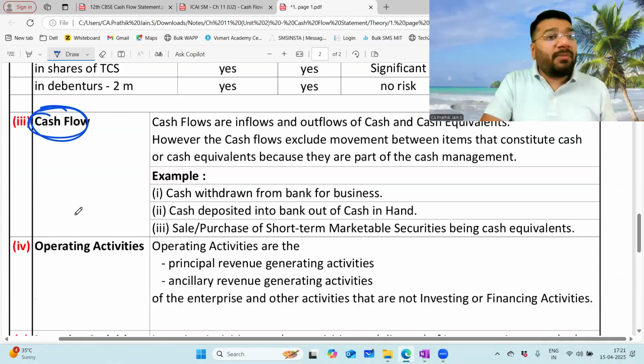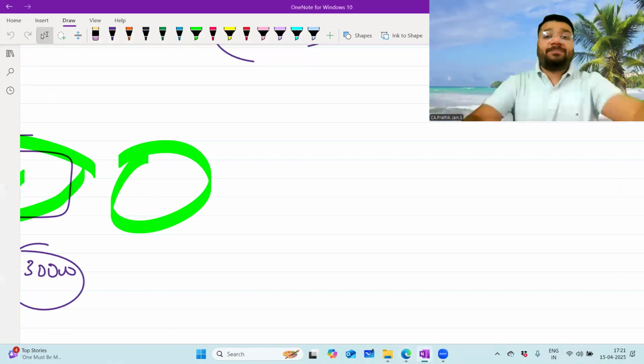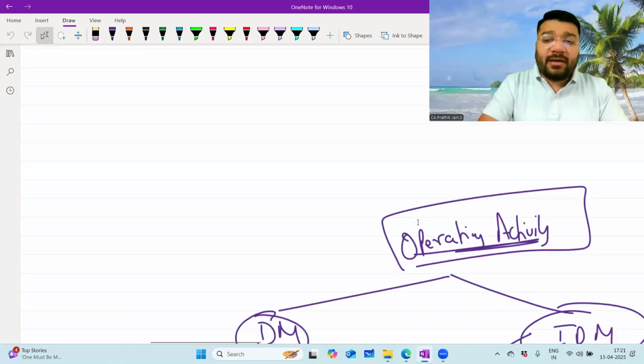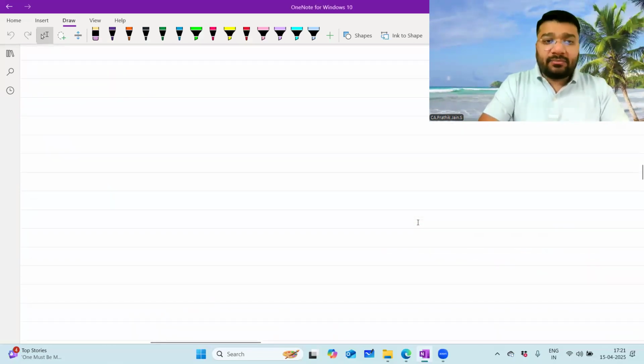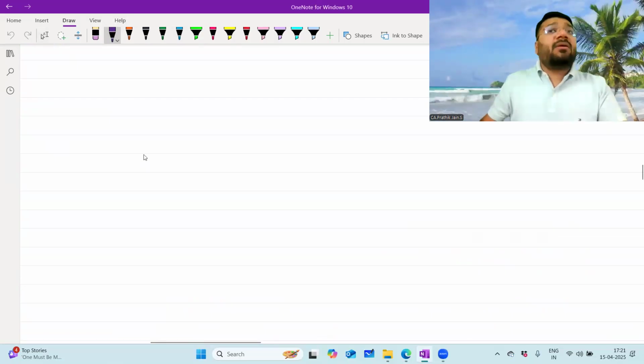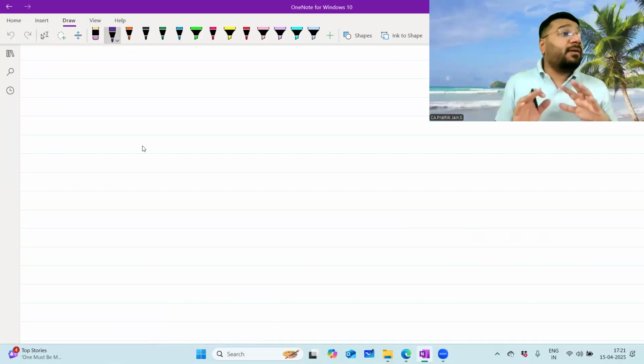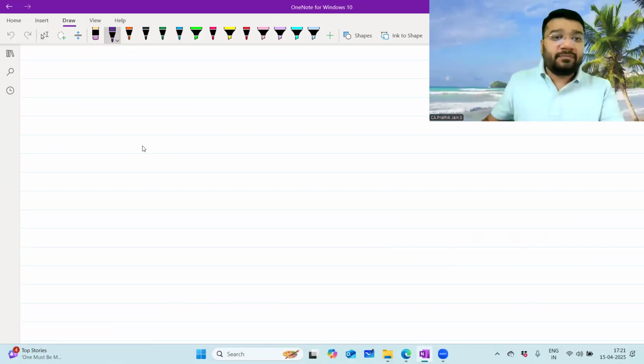So can I say this was a summary? Wonderful. Then people, we started the preparation of the cash flow statement under the indirect method. Before that, tell me, how does my cash flow statement look in outline? Just heading wise, please tell me, what is the first heading?